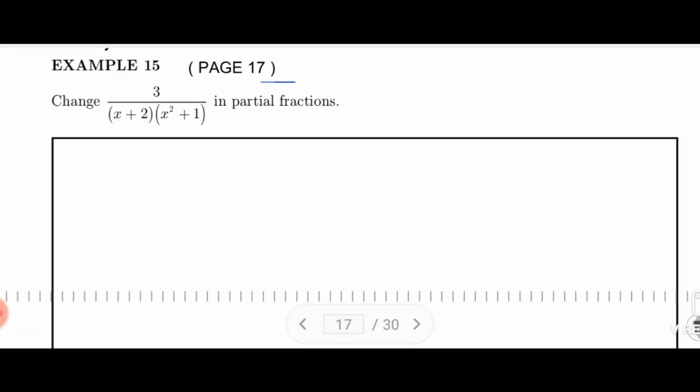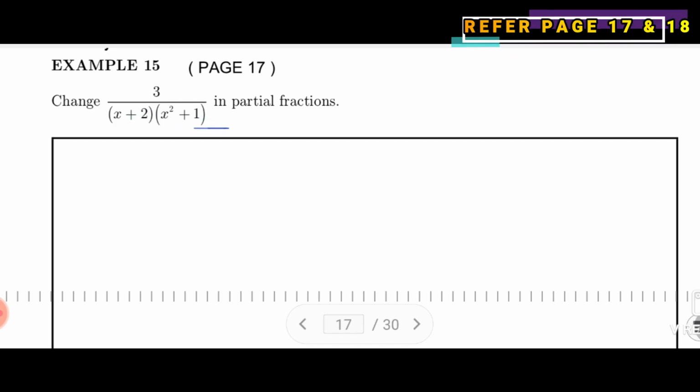Example 15 on page 17. Change 3 over x plus 2 times x squared plus 1 into partial fractions. This is obviously a proper fraction. x plus 2 is a linear factor. x squared plus 1 is a quadratic factor, but it is a quadratic that cannot be factorized. So we have to express the fraction in general partial fractions.